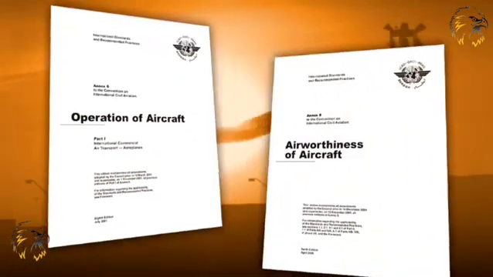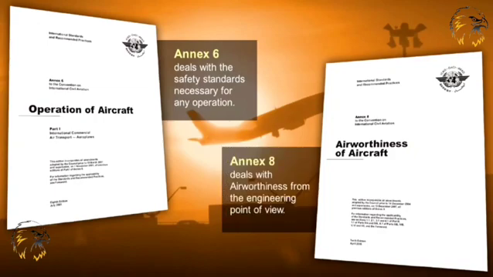The airworthiness of aeroplanes is therefore not just fully defined by the application of the standards of Annex 8, but also the standards of Annex 6, which are complementary. Annex 8 deals with the engineering aspects, whereas Annex 6 deals with the safety of the operation of the aircraft. The standards apply to performance and operation.